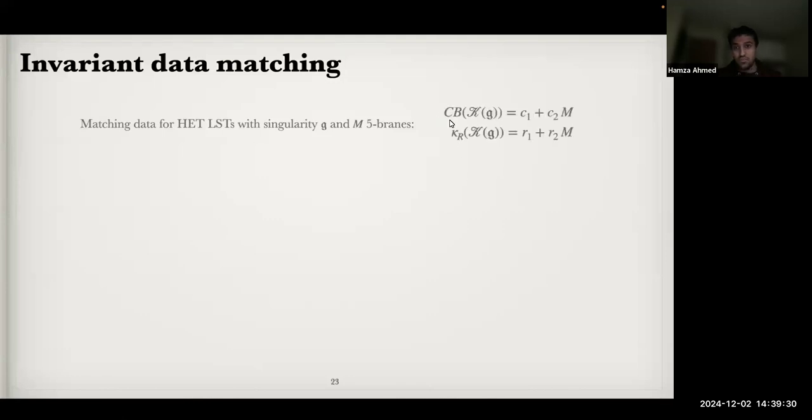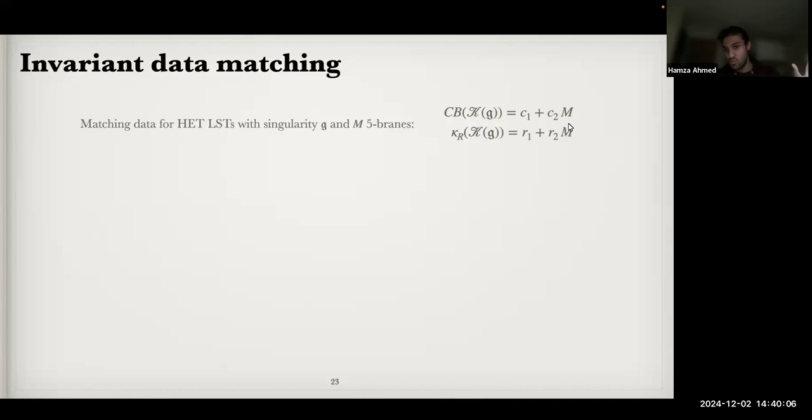In this case, you can show that the dimension of the Coulomb branch and kappa R are always linear functions in M, the number of fibranes, where these coefficients, C2 and R2, are fixed by the singularity. So this bit is fixed by the singularity and the number of fibranes. And then these constant pieces, C1 and R1, are actually fixed by your choice of flat connection. So they're fixed by your flavor symmetry.